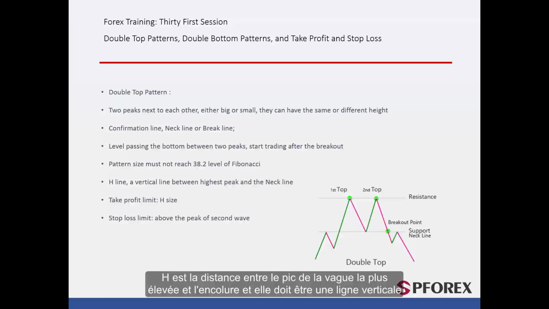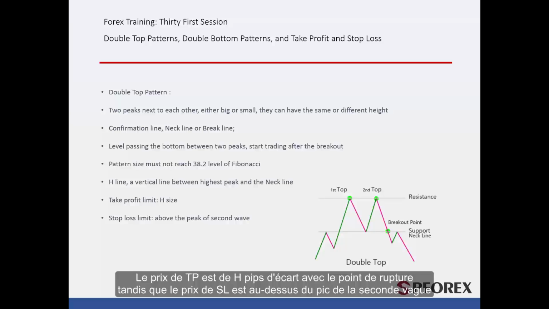H is the distance between the peak of the most elevated wave and the neckline, which must be a vertical line. TP price would be H pips away from the breakout point, while SL price is above the peak of a second wave.